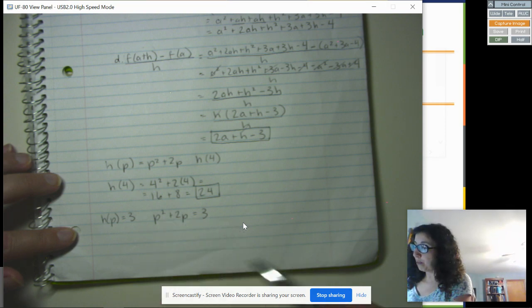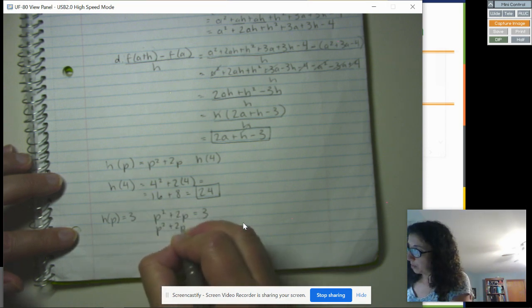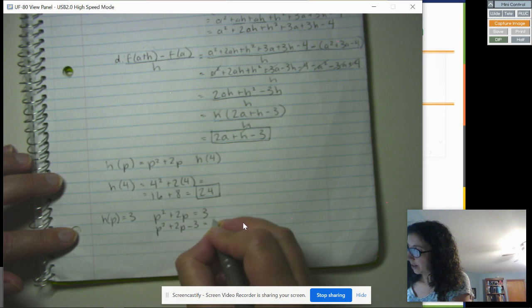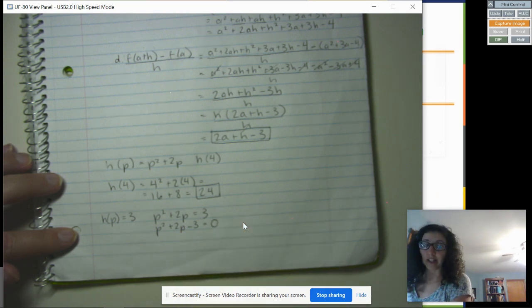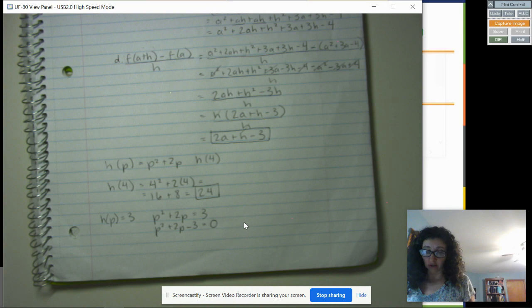So we need to move the 3 over. p squared plus 2p minus 3 equals 0. Aha, now we've got a quadratic. We've got tools to solve quadratics, right? We can factor, we can use the quadratic equation. We're going to review all of this stuff, right?